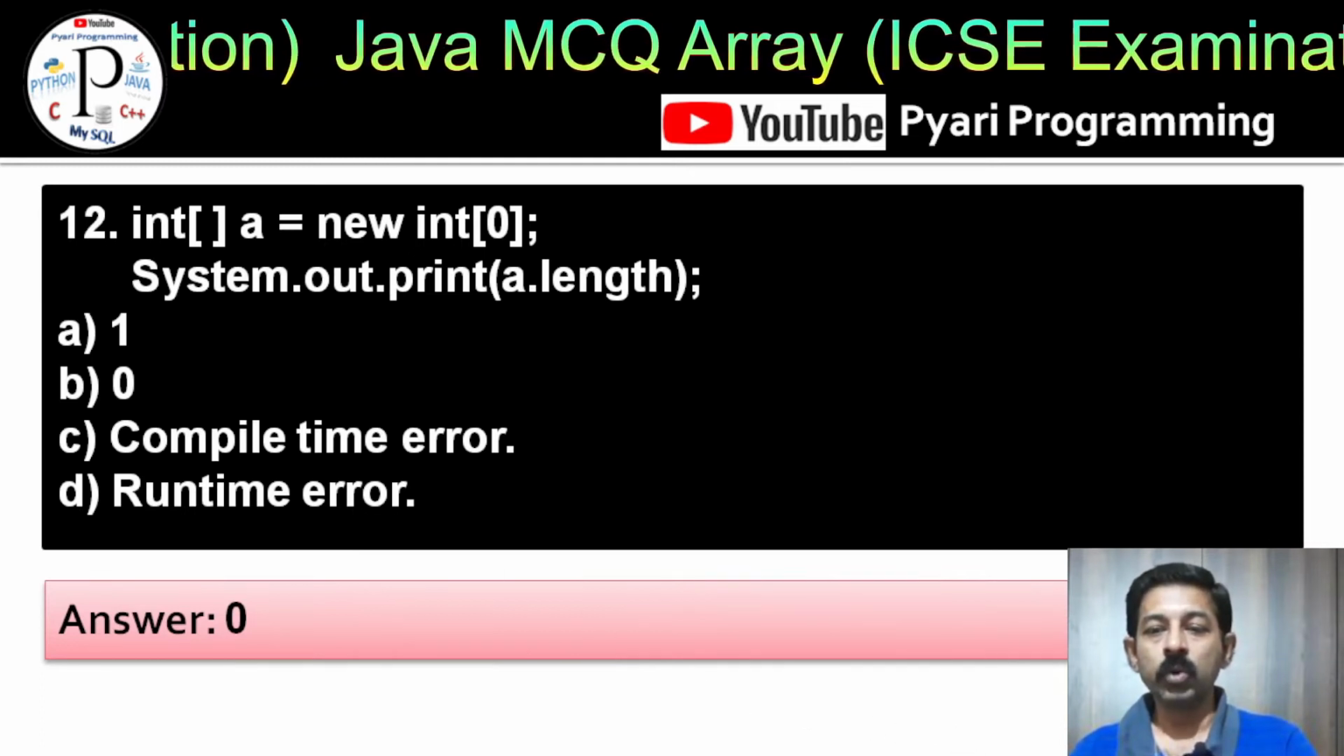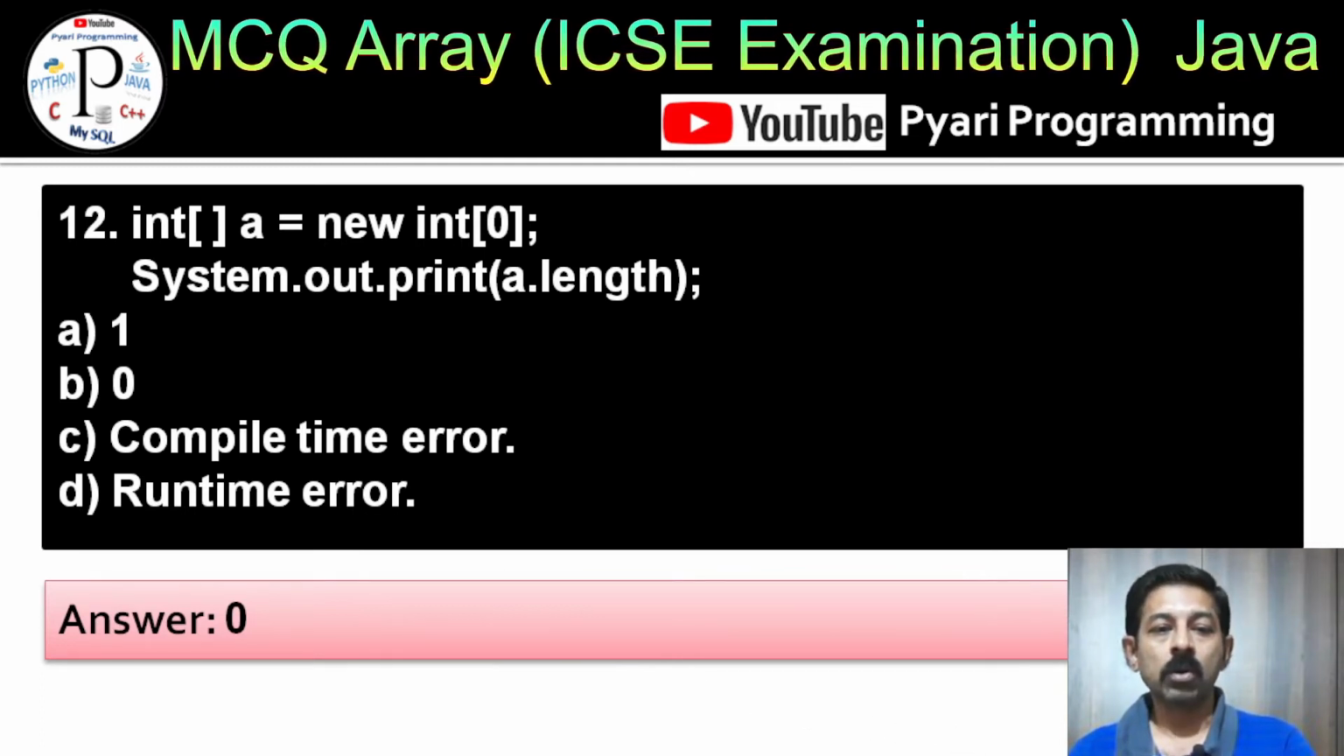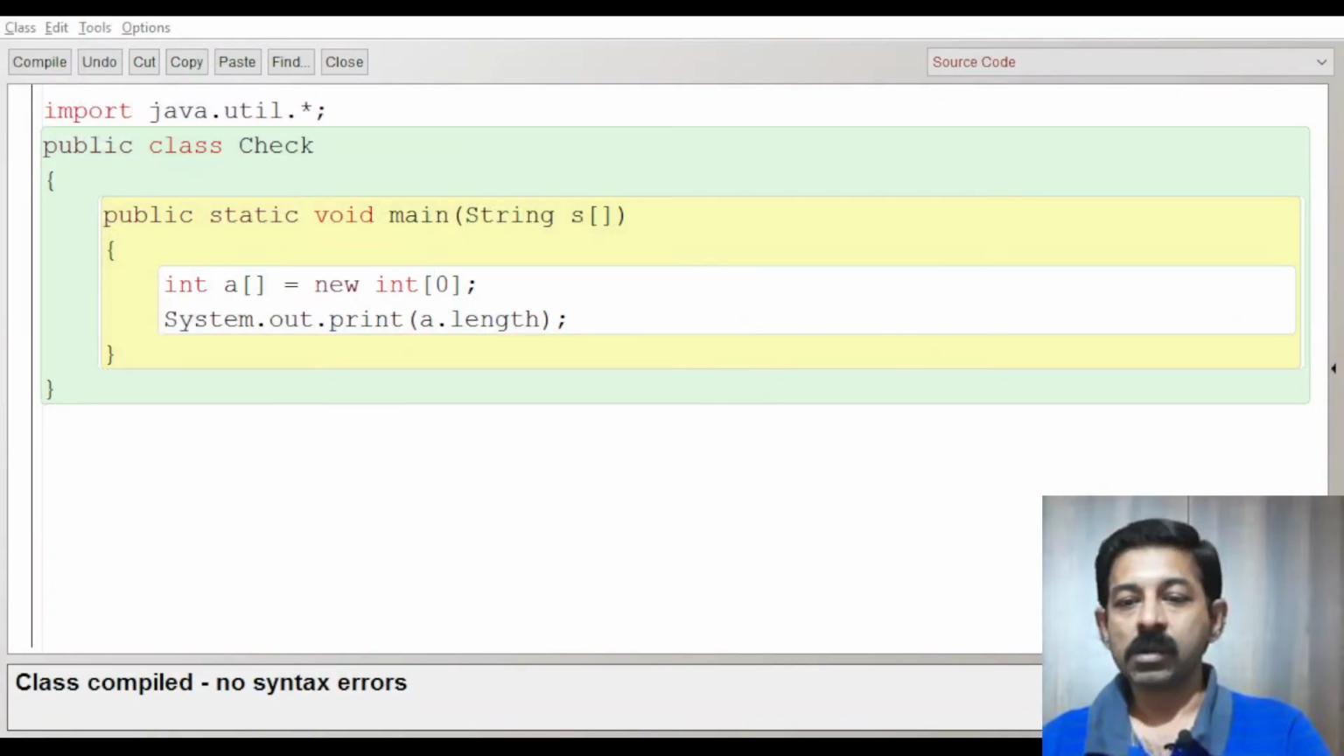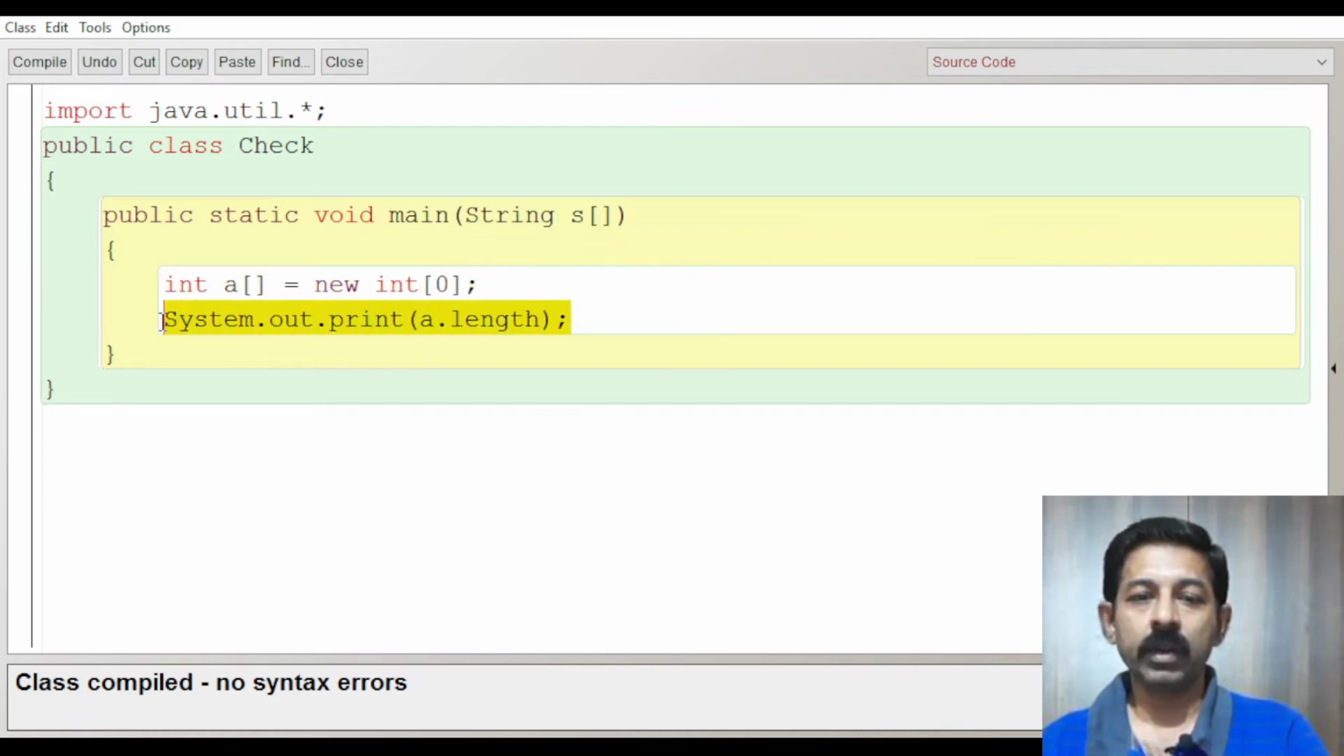Now I will show you whether it is possible or not to get this one. Let's check it out. I have created an array with size 0. I am displaying the length of it. Let's compile it. Now we are not getting any syntax error. That means we are going to get the output. Now let's check it out.